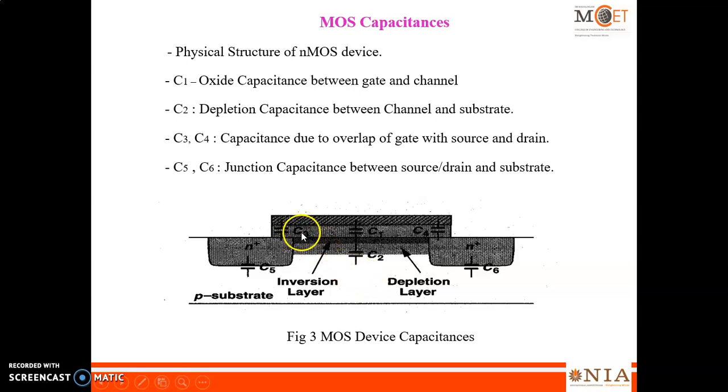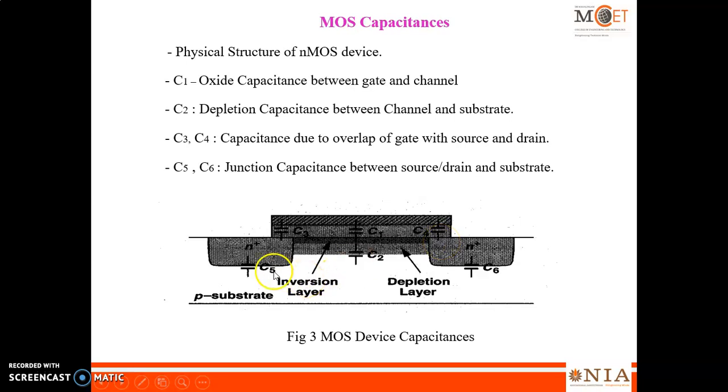Then here you can find one more capacitance C3. Why does this capacitance exist? Because of overlapping. At this particular portion you can find gate overlaps with the source. So due to this, the capacitance exists between gate and then source, which we call the overlapping capacitance. Then next one, C4. C4 also exists only due to overlapping of gate with drain.